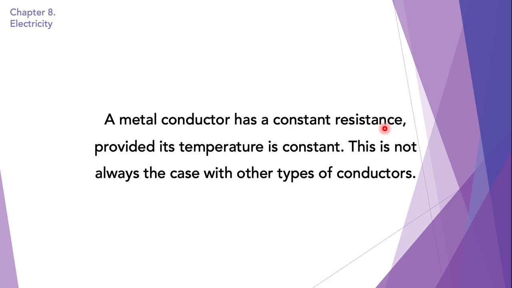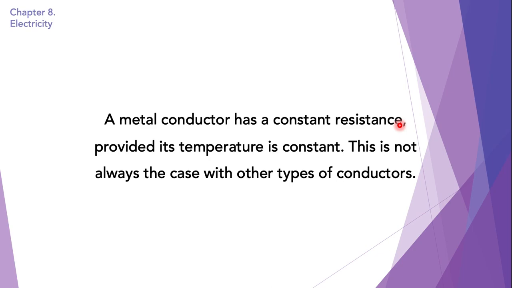A metal conductor has a constant resistance, provided its temperature is constant. This is not always the case with other types of conductors because their temperature may vary. But in this case, we kept the temperature constant and so the metal conductor has a constant resistance as well.